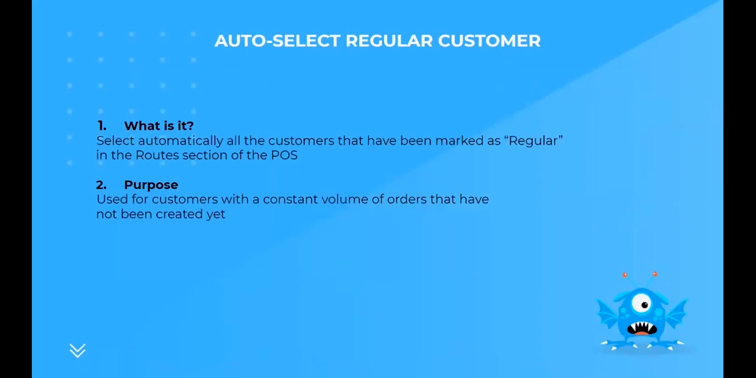Our third setting is auto select regular orders. This will select automatically all the customers that have been marked as regular in the route section of the POS. It's used for customers with a constant volume of orders whose invoices have not been created yet.